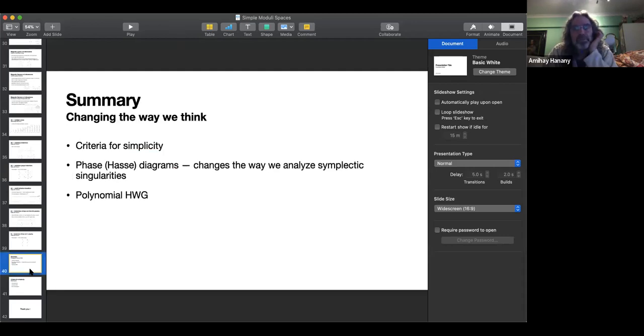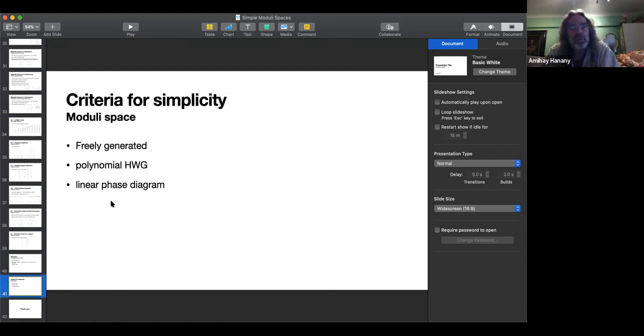So we went over criteria for simplicity of moduli spaces, and we found two of them: phase diagrams which are linear, and polynomial highest weight generating function. And here's my list of criteria for simplicity of moduli spaces: freely generated, polynomial highest weight generating function, and linear phase diagram. Thank you.